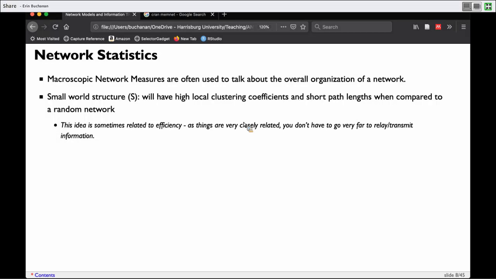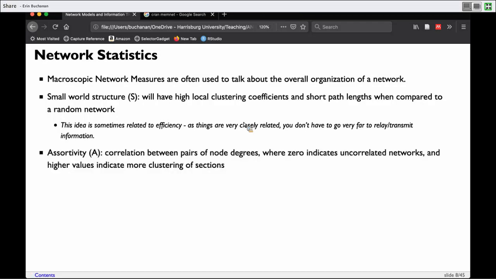Now it's efficient, but sometimes it can cause interference. We have too many things going on at once. So then we'll get what's called assortativity, which is the correlation between the pairs of the node degrees.